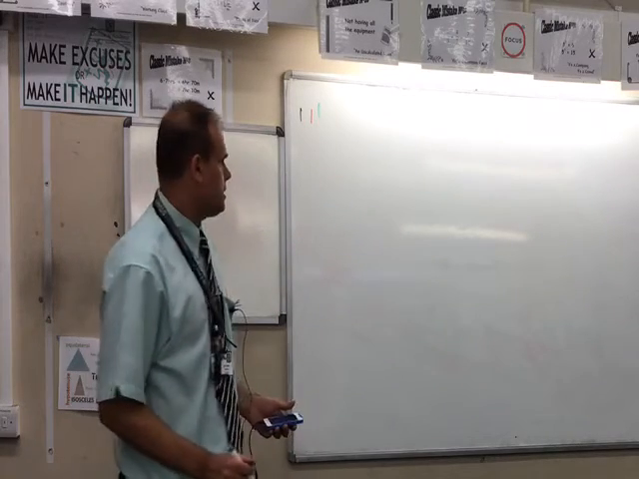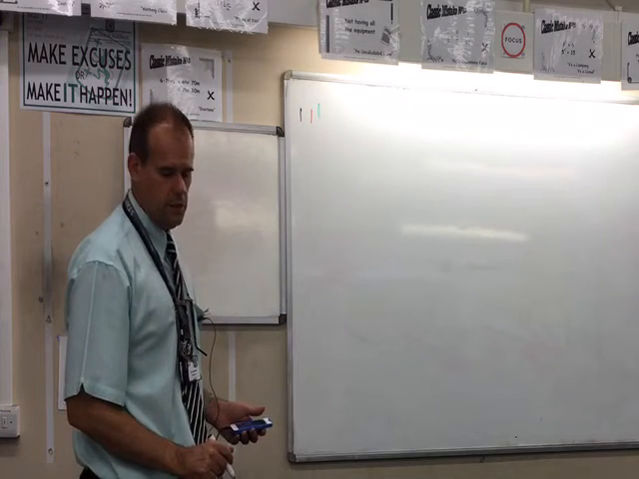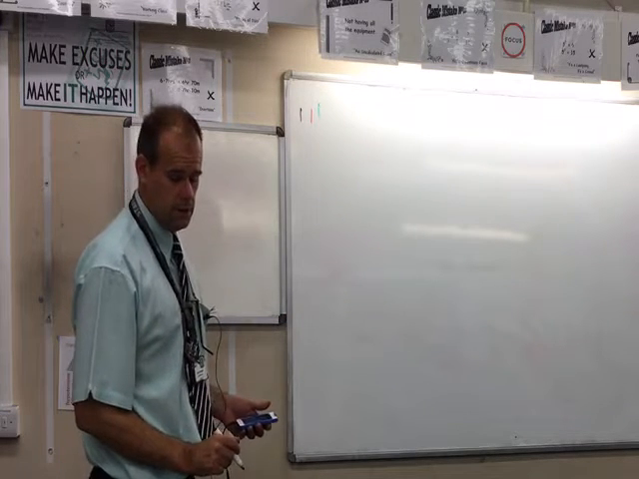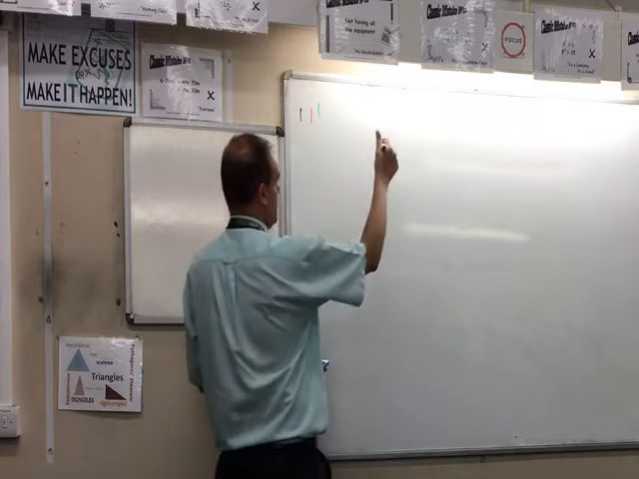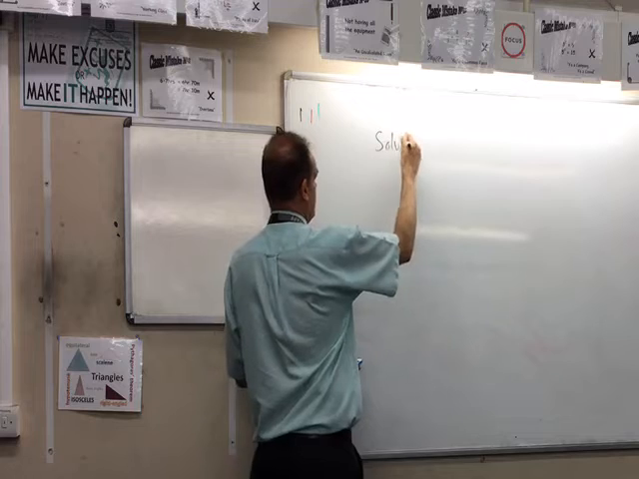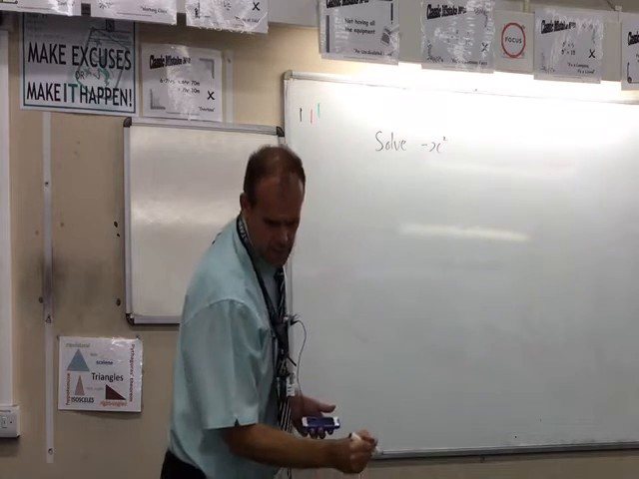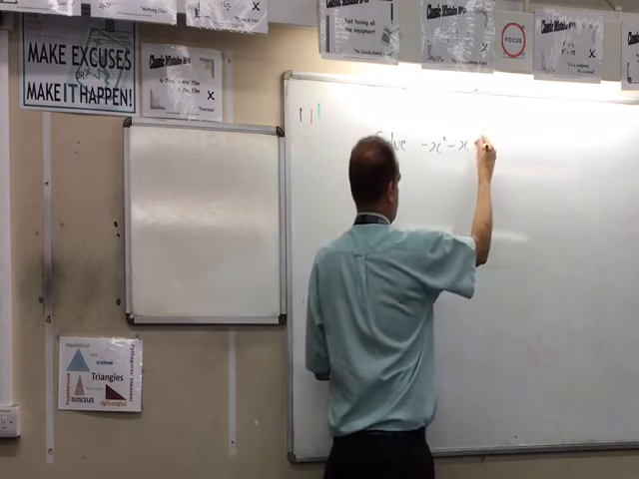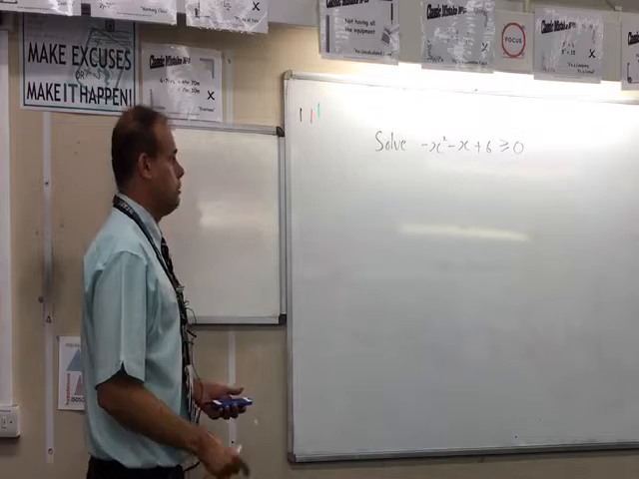Okay, this is the second part of my video on quadratic inequalities, and this is a much more difficult example, but the principle's the same. So the question would be to solve minus x squared minus x plus 6 is greater or equal to 0. You can see that the function of x is more complex now.